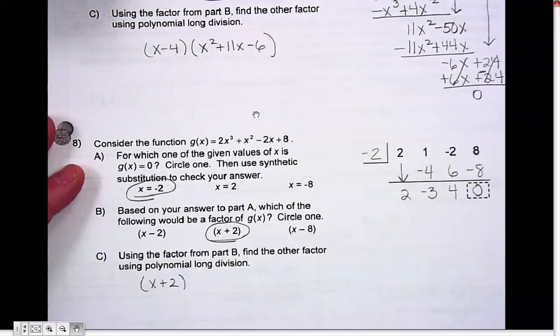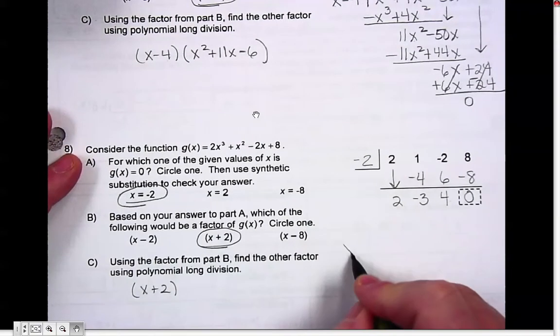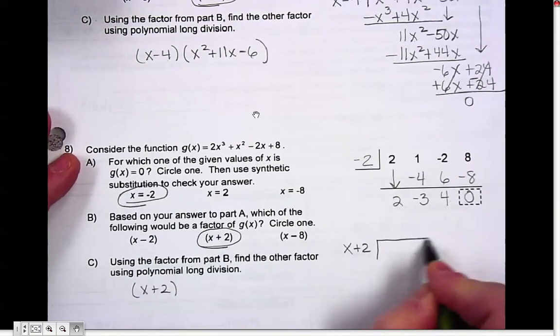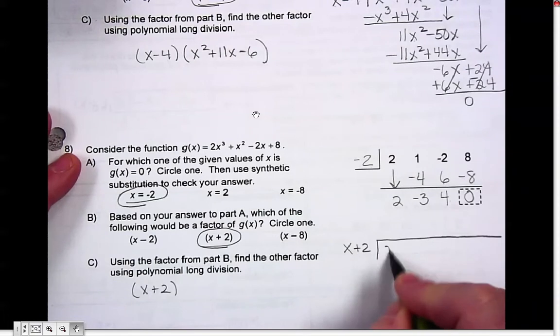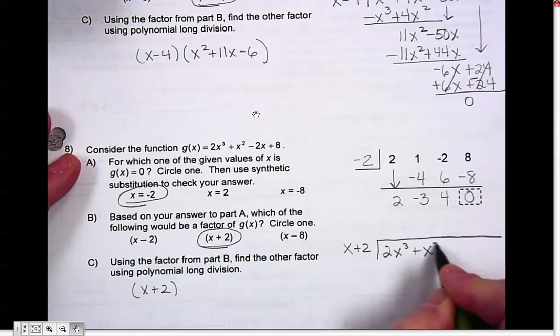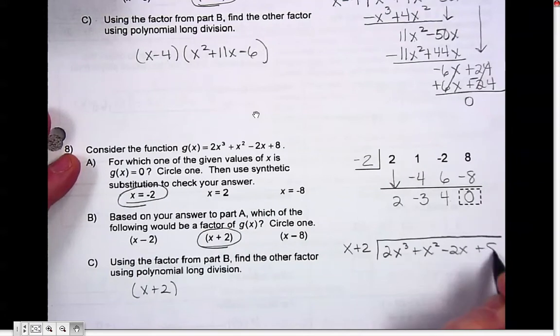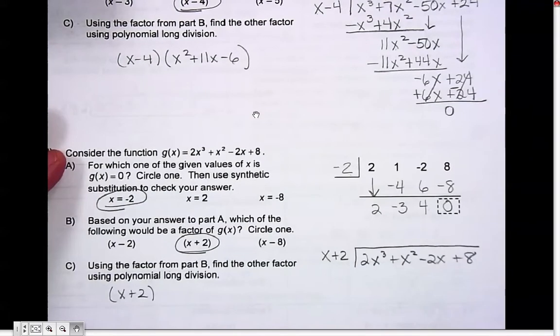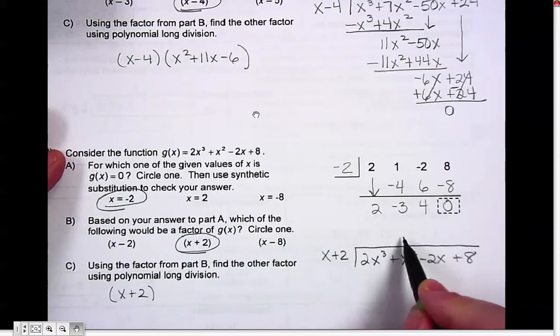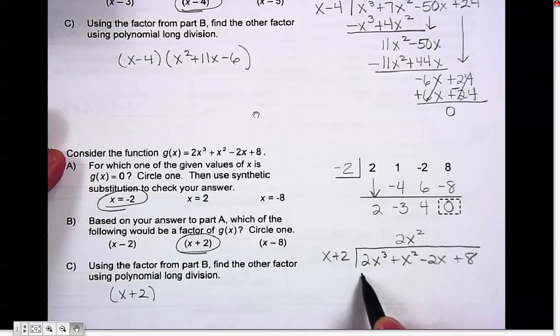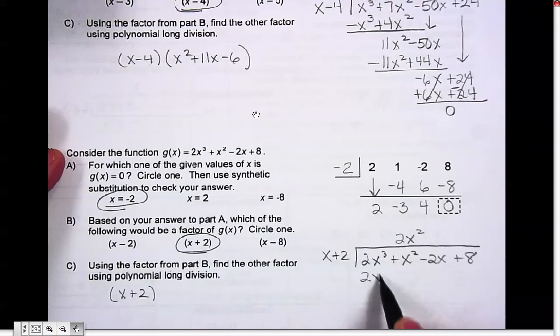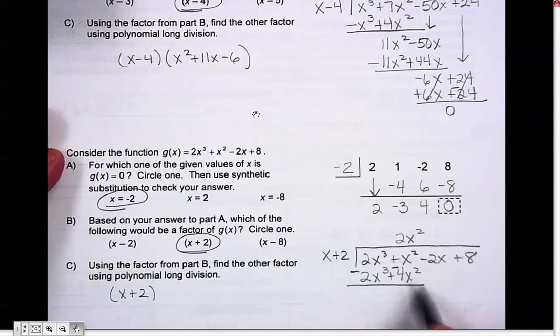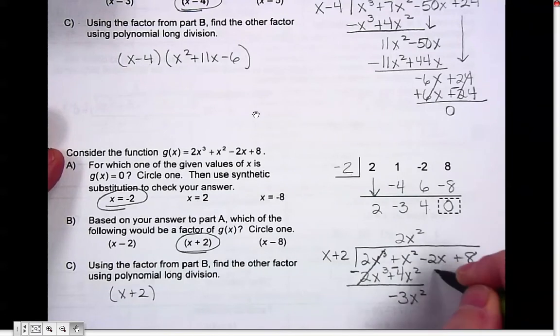So we're going to find our other factor. We're going to divide x plus 2 into 2x to the third plus x squared minus 2x plus 8. So x will go into 2x to the third, 2x squared times. That would be 2x squared times x is 2x to the third. 2x squared times 2 is 4x squared. Change your signs. So you get negative 3x squared. Bring down the negative 2x.